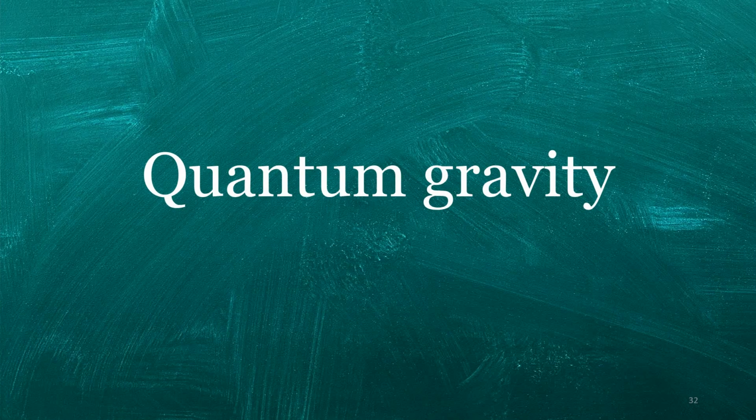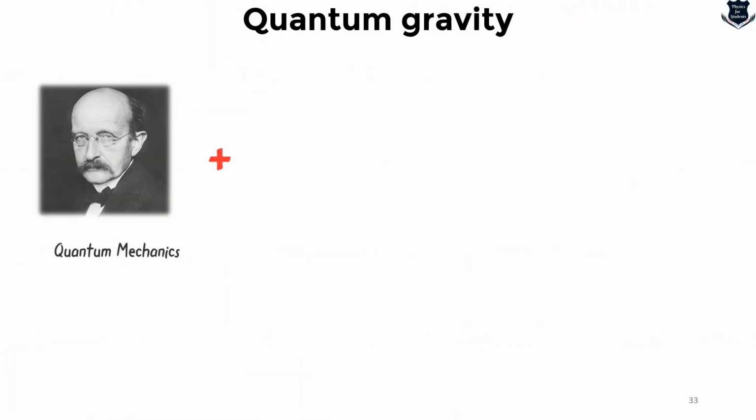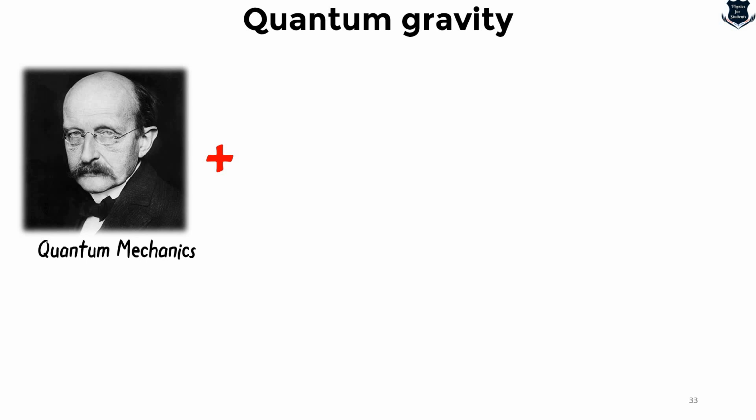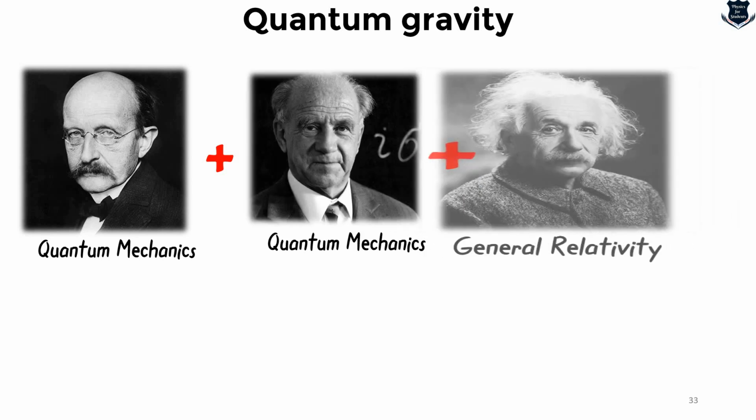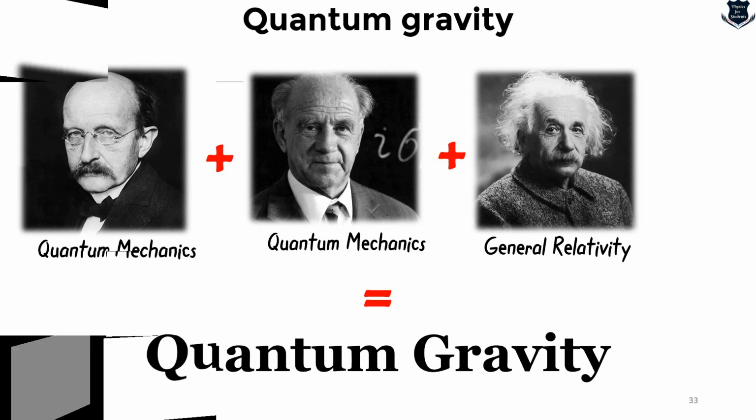Now here you can see that there is a theory which is still going on, which is called quantum gravity. So quantum gravity is basically, you can call this Max Planck plus Heisenberg plus general relativity equal to quantum gravity. What I'm trying to mean is that this is a field of theoretical physics that tries to describe gravity according to the principles of quantum mechanics. It actually deals with environments in which neither gravitational nor quantum effects can be ignored, such as the vicinity of black holes or similar compact astrophysical objects, maybe neutron stars.